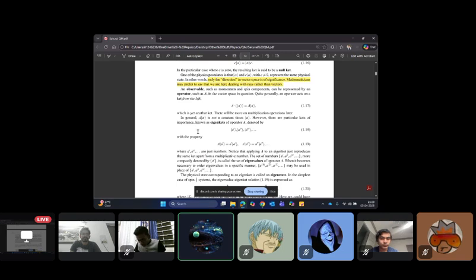And an observable such as momentum and spin components can be represented by an operator such as A in the vector space in question. Quite generally, an operator acts on a ket from the left, which yields yet another ket. There will be more on multiplication operations later. In general, A alpha is not a constant times alpha. However, there are particular kets of importance.